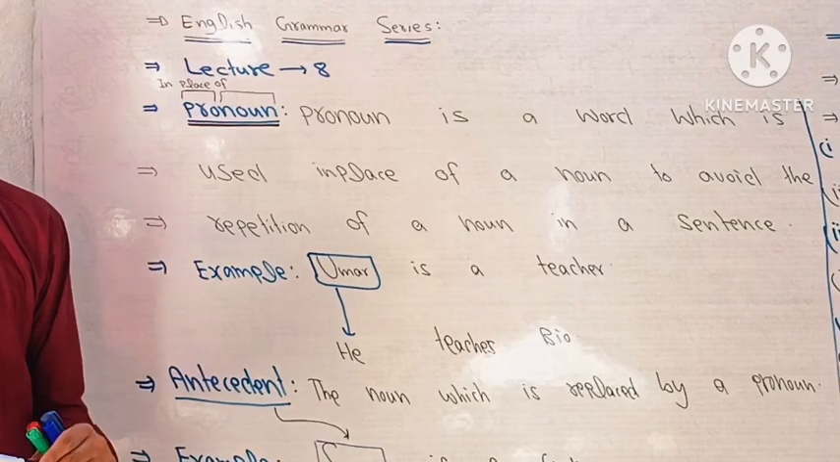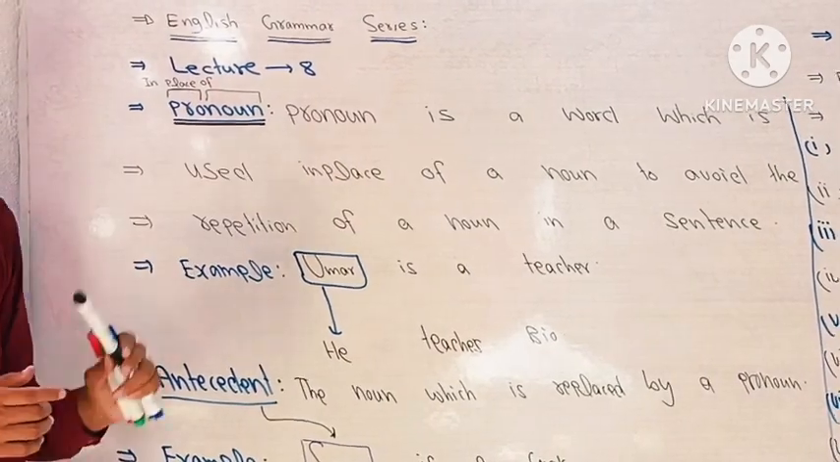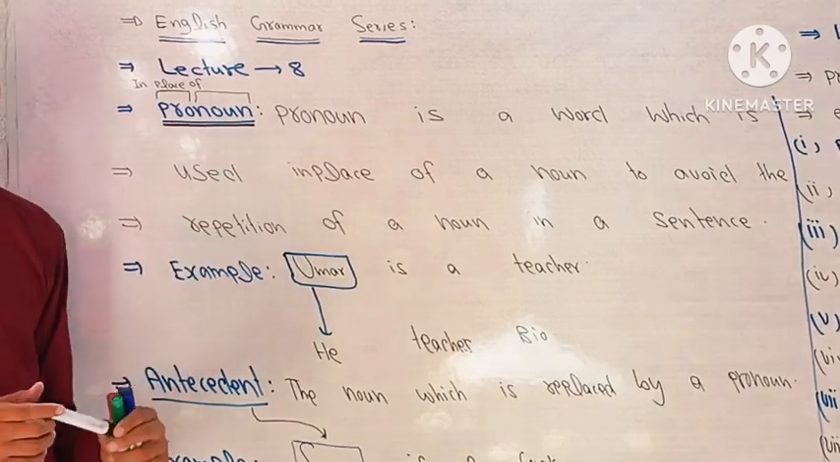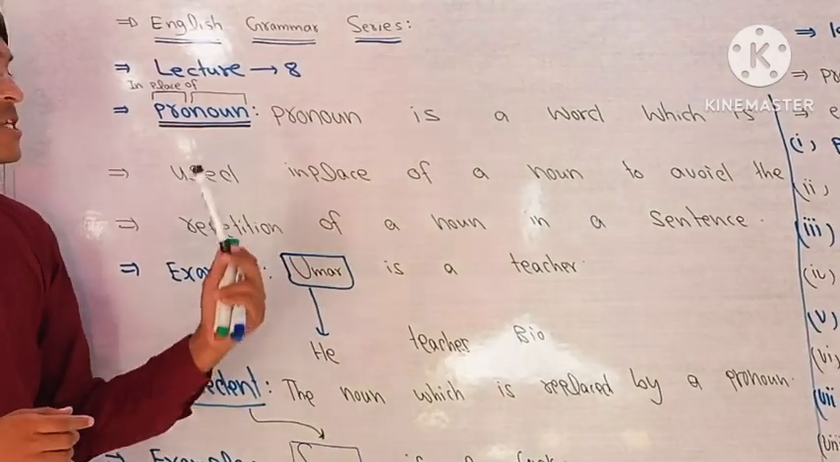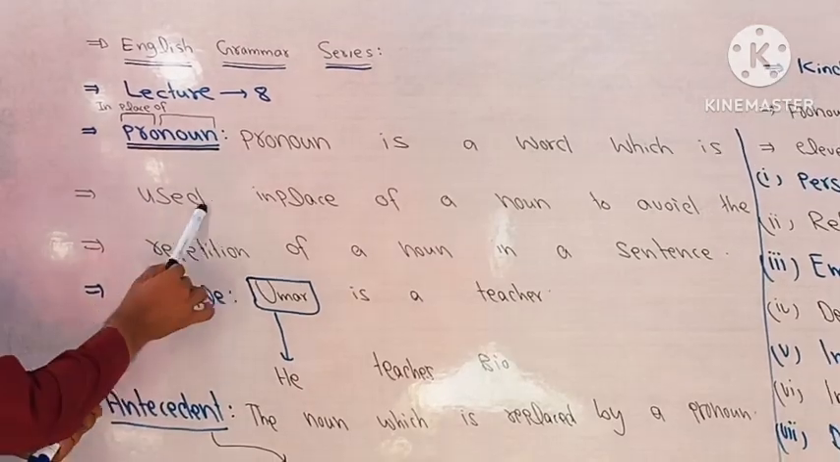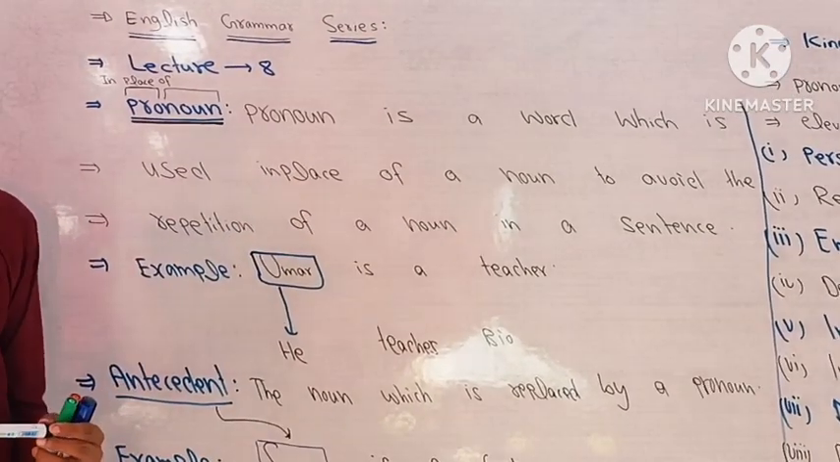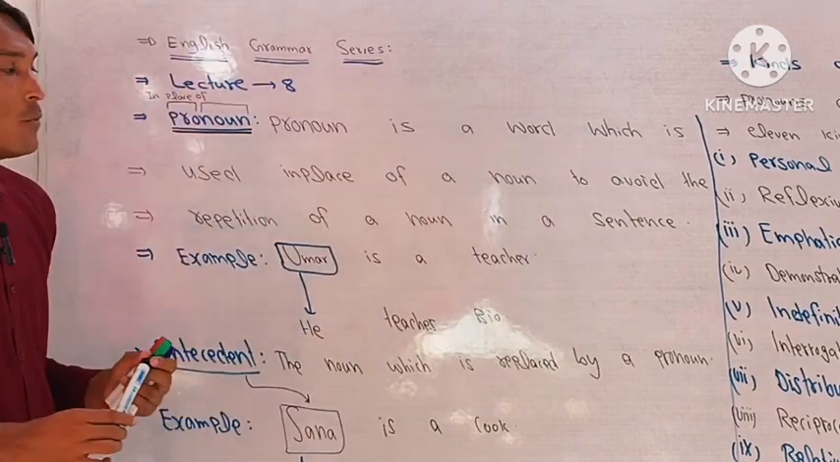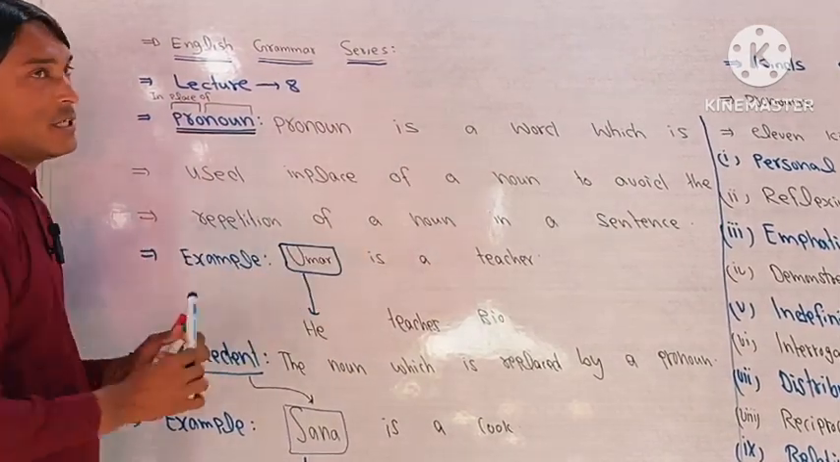What does the word pronoun mean? Pro means in place of, or we may also say that instead of. Noun means naming word. What is pronoun? Pronoun is a word which is used in place of a noun. In place, we may also say instead of a noun, to avoid, which means to remove, the repetition of a noun in a sentence.